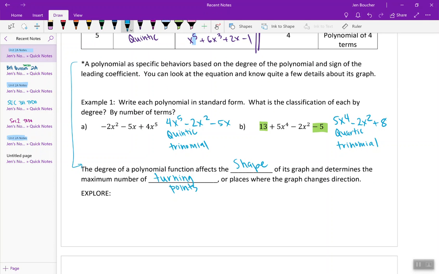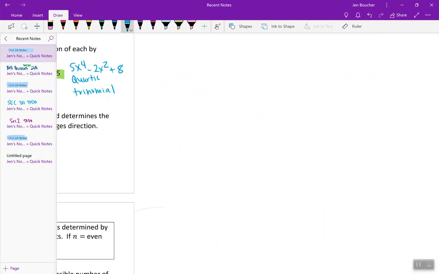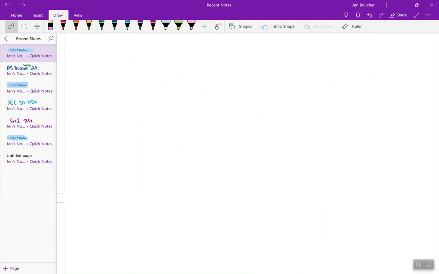Or where the graph changes direction. So I'm going to need maybe a little bit more room than down here. I don't know, maybe I won't. So what I'm about to write, this is where you'll write it. Sorry, sir, what? Well, my friend, let me show you.